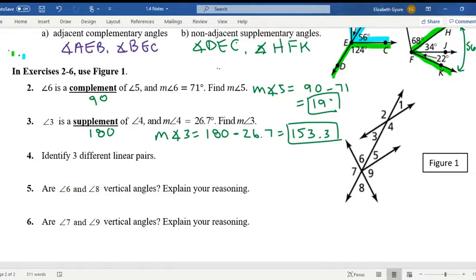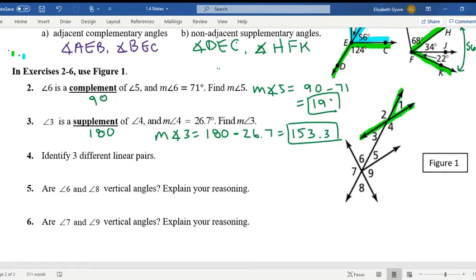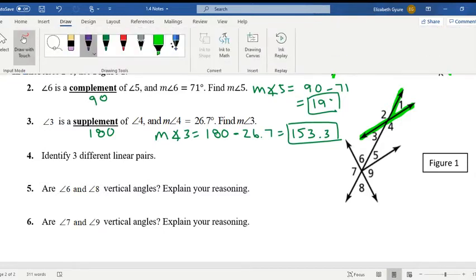Number 4 says identify 3 different linear pairs. Now this we do need our picture for. Now there's a lot more than 3 linear pairs in this picture, so I'm going to identify a few different ones to you. Remember, linear pairs need to be adjacent and they have to form opposite rays. So I would kind of take a look for where you see opposite rays in your picture. One place is right here with angles 1 and 2. So angles 1 and 2 would be a linear pair.